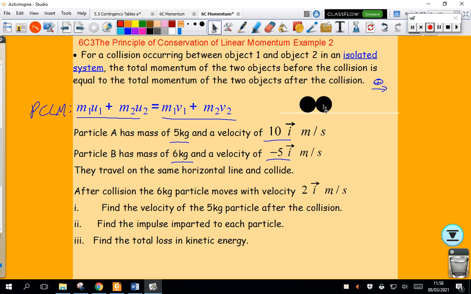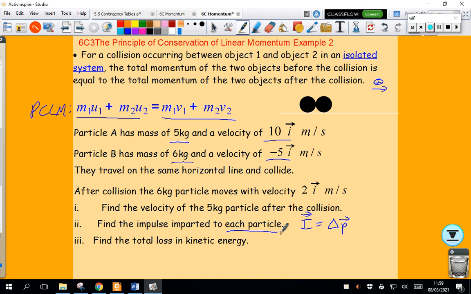And we're going to use the principle of conservation of linear momentum. We're also going to use impulse. Remember, we said impulse is defined as being the change in momentum. So to find the impulse, we're going to find the change in momentum on each particle, and then we're going to find the loss in kinetic energy. So quite a bit to get through in here.